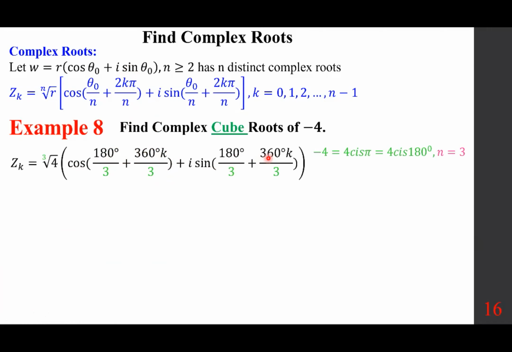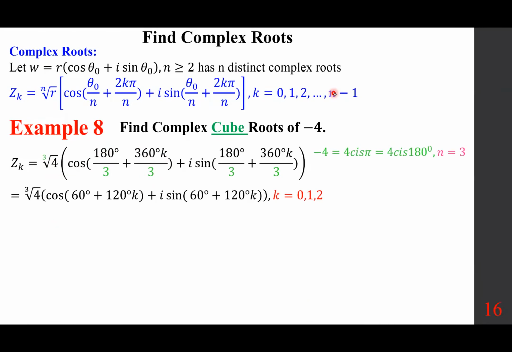And the same thing happens for the argument of sine. So let's divide this by 3. And by the way, you can keep it the same because remember, you need a calculator. It's an irrational number. So let's keep it as cube root of 4. Cosine of this is 60 degrees. And if you divide 360 by 3, it's 120 degrees times k. Now, what is k? K goes from 0 all the way to n minus 1. Since we want the third root, then k can be 0, 1, 2.